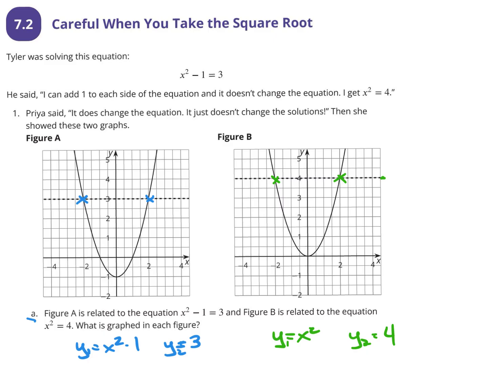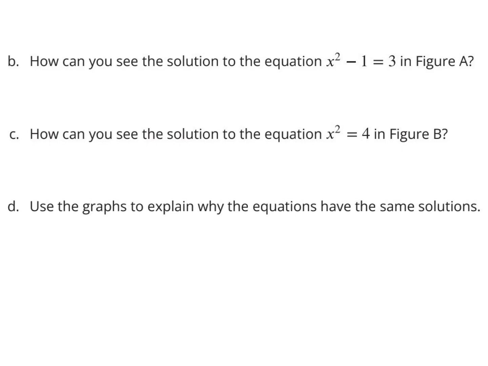If you look closely at both graphs, they both have the same points of intersection. Well, not the same points. One's at 2, 4 and negative 2, 4, but they have the same roots of 2 and negative 2. The blue points of intersections are negative 2, 3, and positive 2, 3. And figure B is 2, 4 and negative 2, 4. So they got the same roots, but different points of intersection. So the solution, we just look where the lines intersect and find the solutions. For B, for C, the same thing.